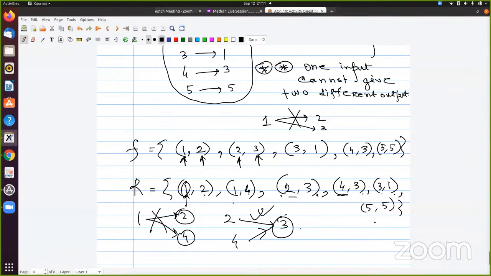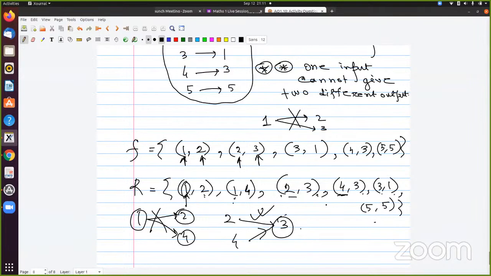Is it clear? Like the x square. There can be only one output for one input. For a single input, if I give you 1 as my input, I cannot have 2 and 4 as my output. But for two different inputs, I can have the same output. That is possible.